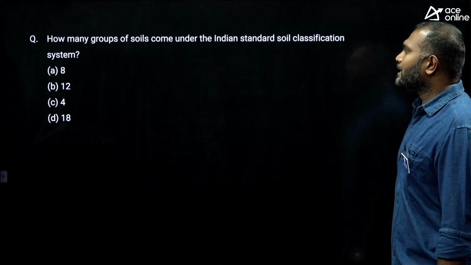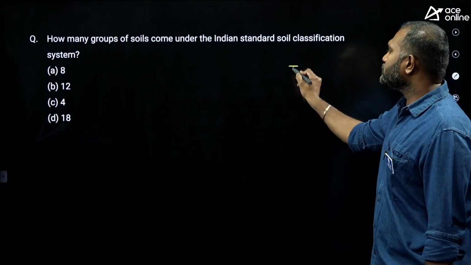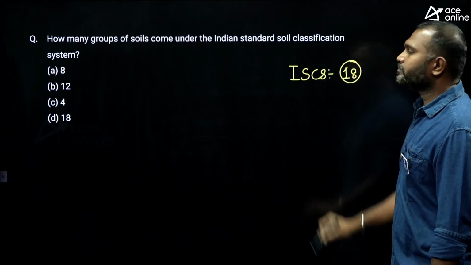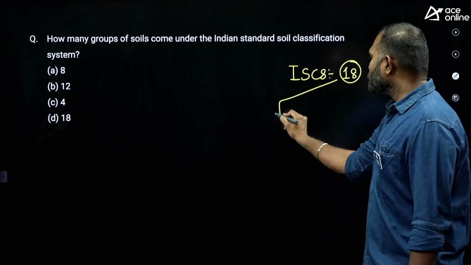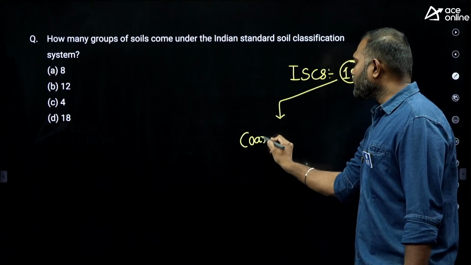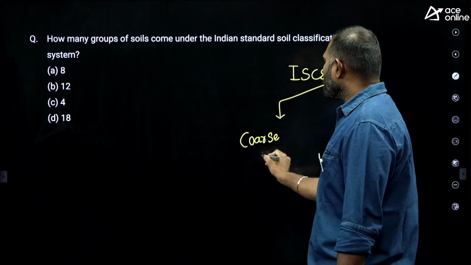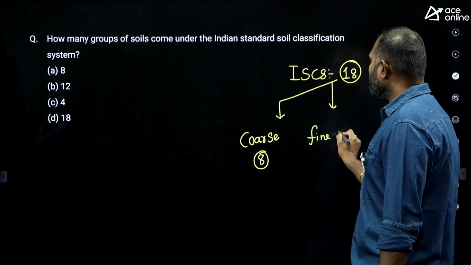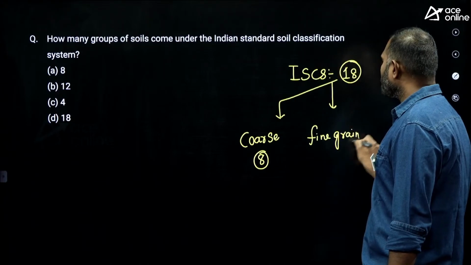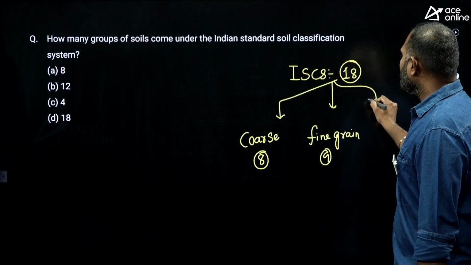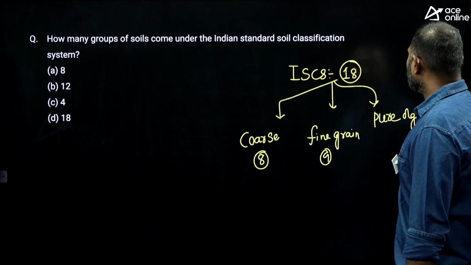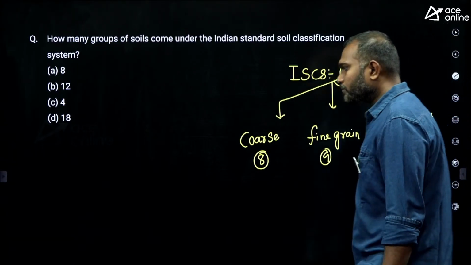How many groups of soil are there under the Indian Standard Classification System, ISCS? As per ISCS, total 18 groups are there. In those 18 groups, for the coarse grain soils, it is 8. In the case of the fine grain soils, it is 9. And in the case of the pure organic soils, it is going to be 1.